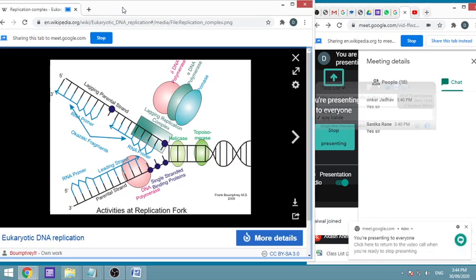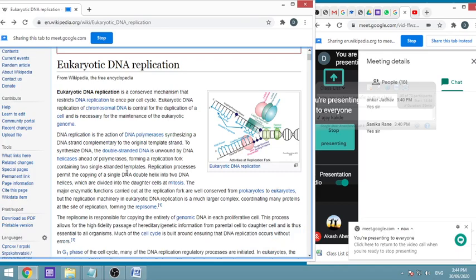Now, when we look at this view, we'll see what the details are. It is the action of DNA polymerases. They synthesize a new DNA strand which is complementary to the original template, and the double-stranded DNA has to be unwound by DNA helicases and polymerases. Before that, there are topoisomerases, as we have seen. The topoisomerases and helicases will straighten the strand. Whatever winding is there has to be separated.